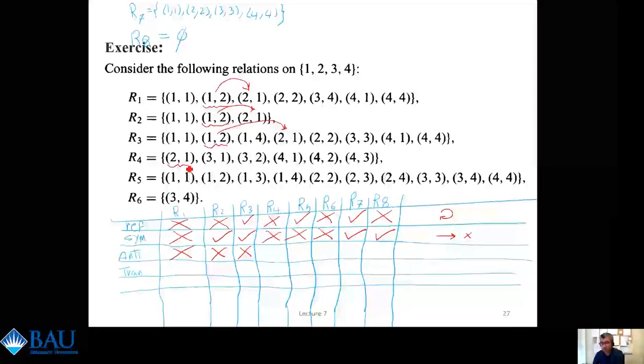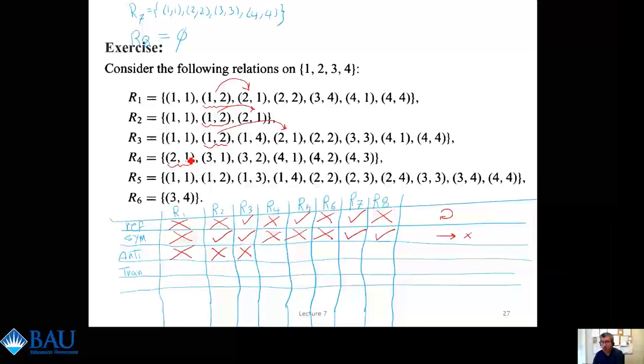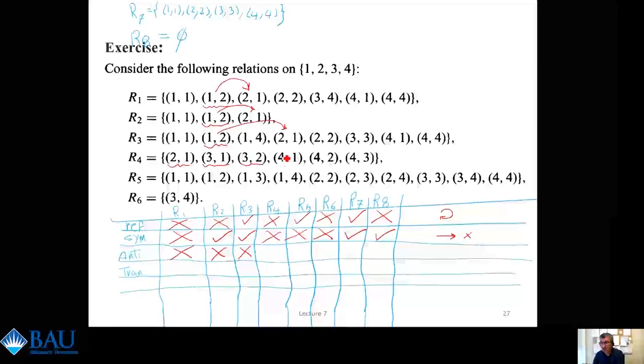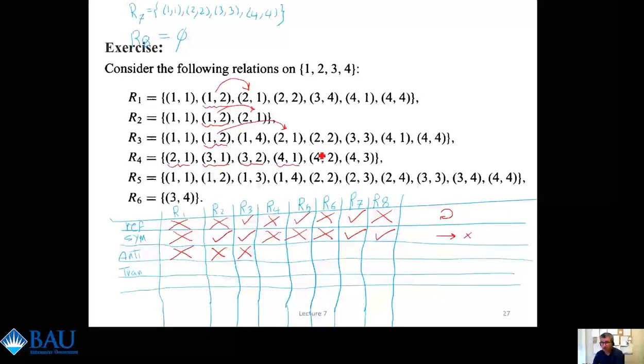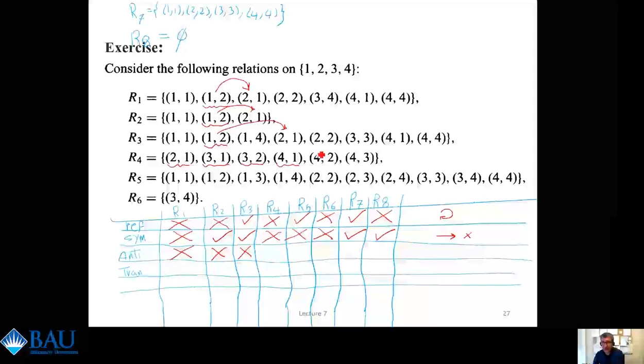2, 1. Do we have a 1, 2? No. Up to here is fine. Go to the next number. 3, 1. Do we have a 1, 3? No. 3, 2. Do we have a 2, 3? No. Go to the next number. 4, 1. Do we have a 1, 4? No. Up to here it goes really good.